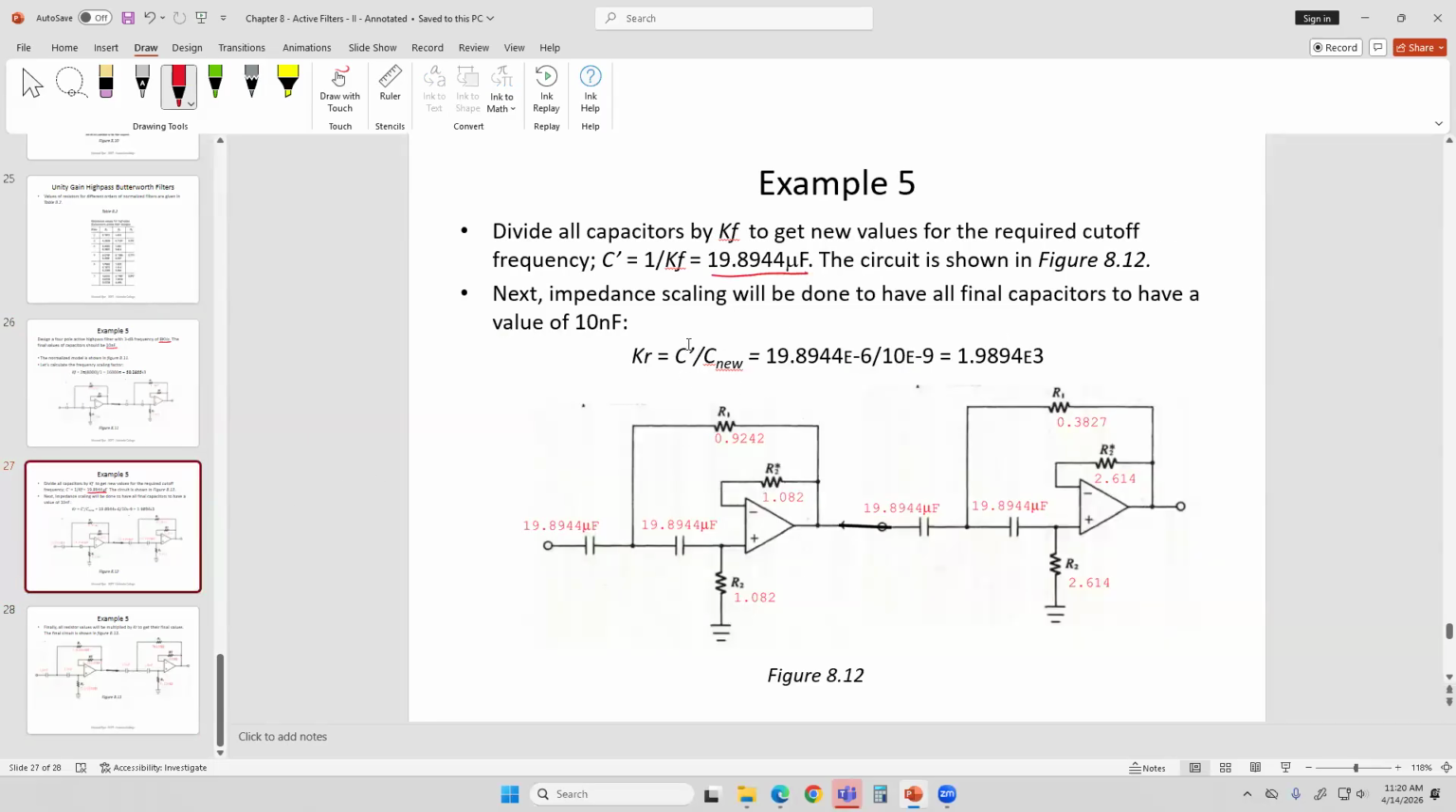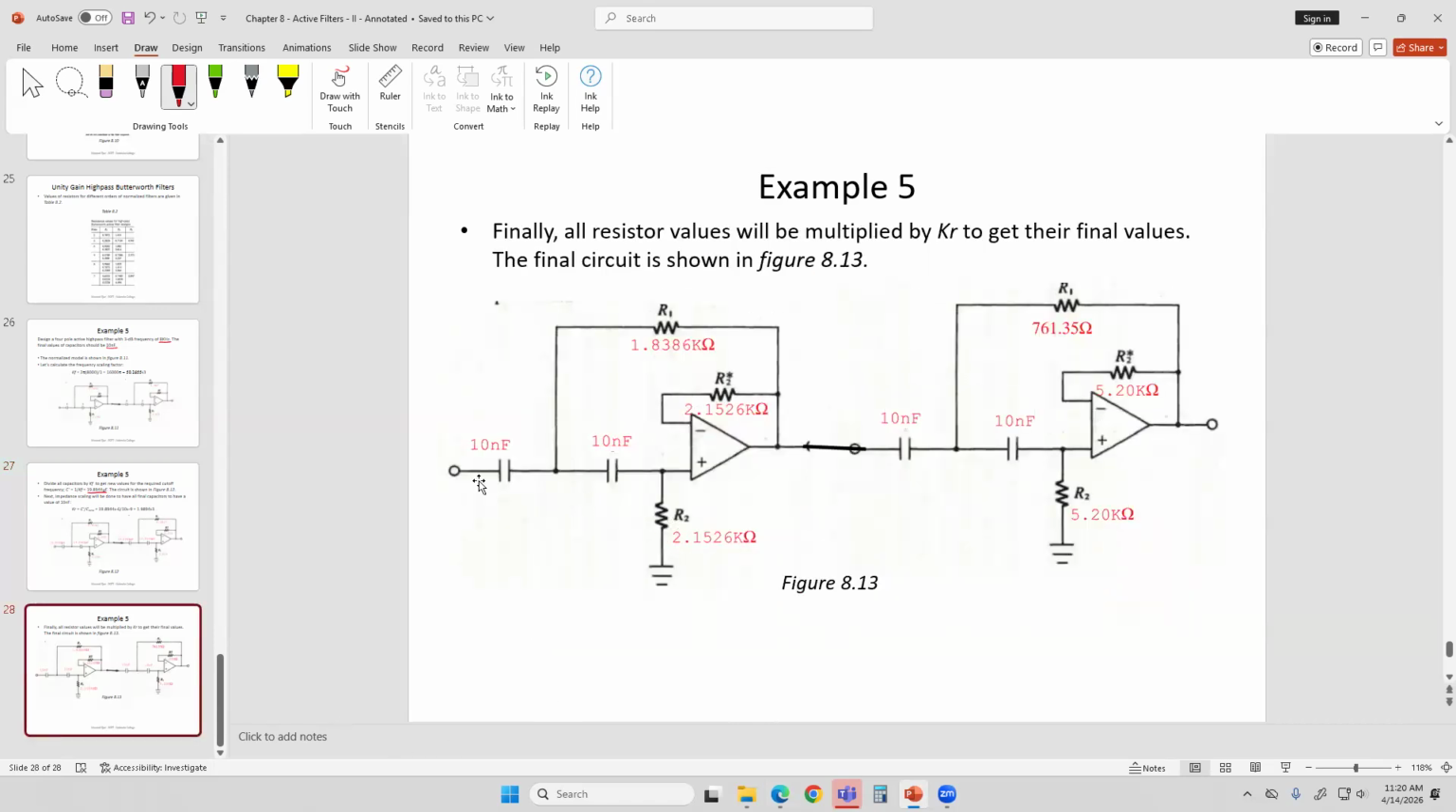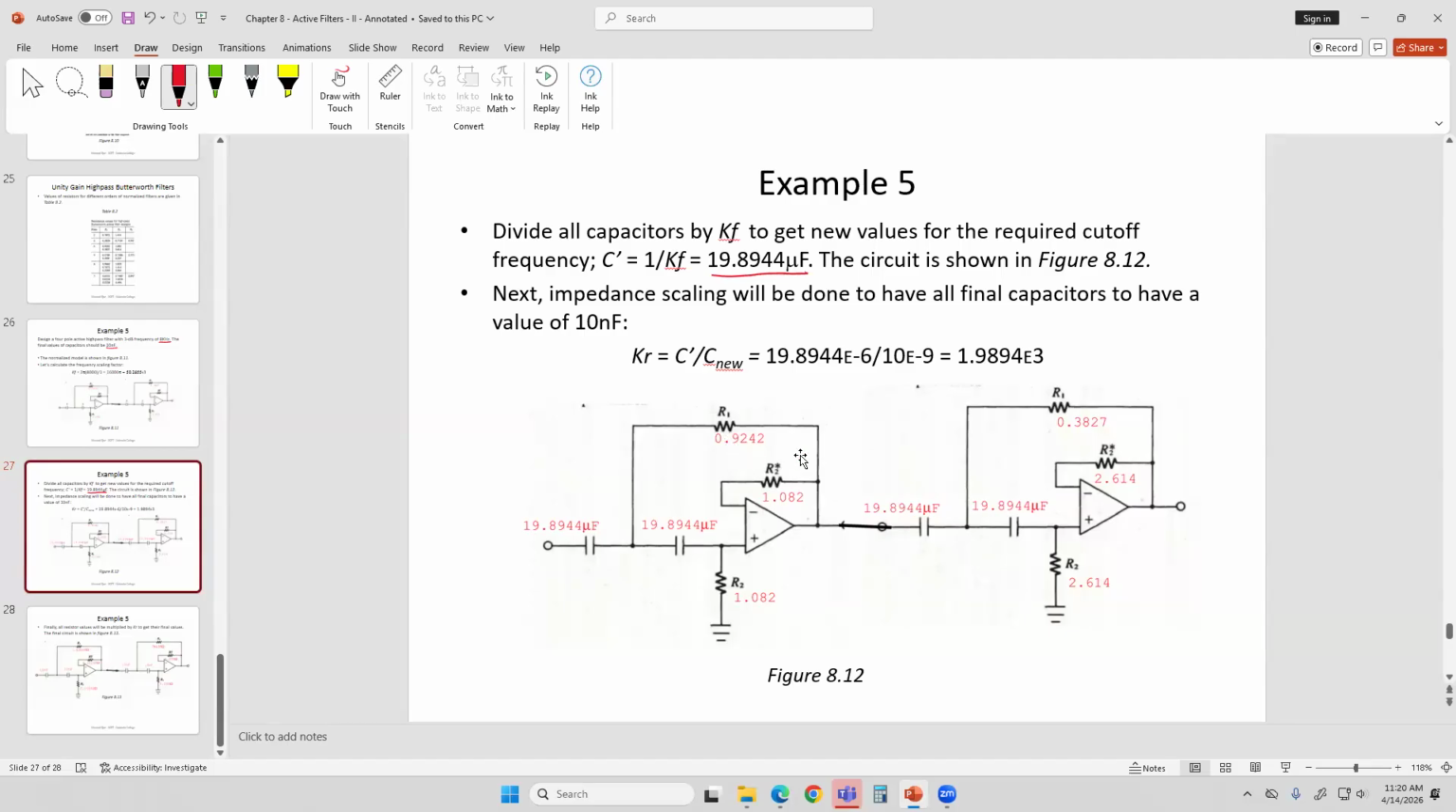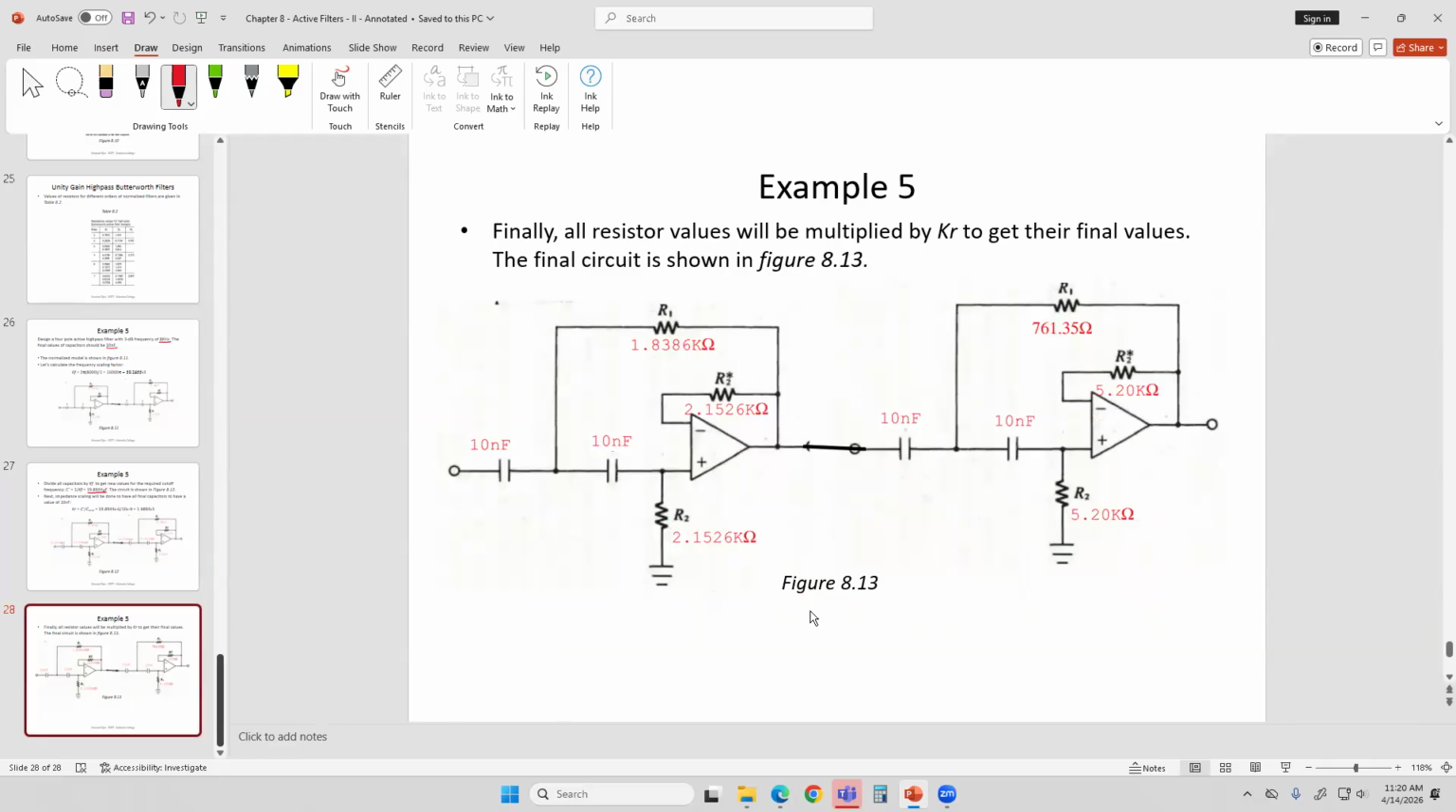Impedance scaling, the old value over the new value. Old value, of course, is 19.89 micro, new value is 10 nano. So this is our impedance scaling factor. And we're going to multiply all the resistor values by the impedance scaling factor and divide all the capacitor values by the impedance scaling factor. In other words, 10 nanofarad will be the value of all the capacitors, and you calculate the values of resistor by multiplying the impedance scaling factor by each value of the resistor. This will be the final circuit.